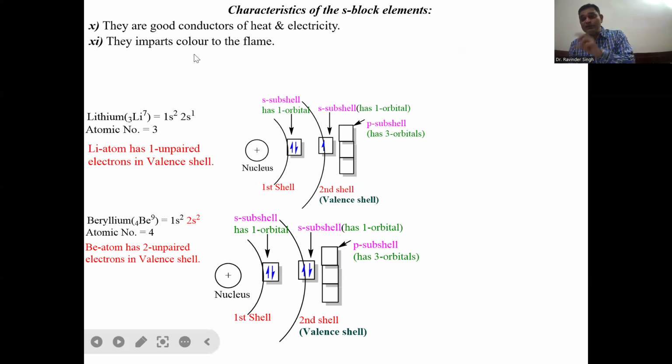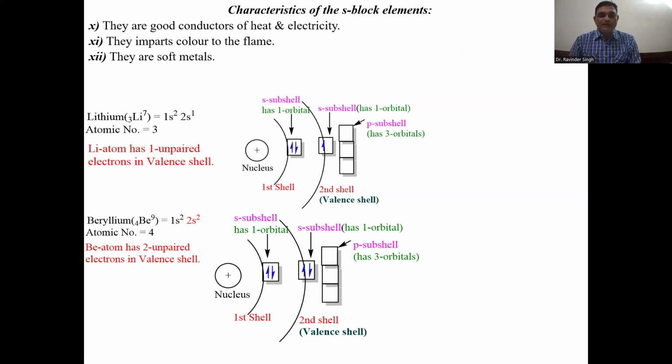They impart color to the flame. Why do they impart color to the flame? The reasoning is that after absorbing energy from the surrounding or from the flame, these valence electrons get excited and become unstable. When these unstable electrons come back to the ground state, they release the energy in the visible region. It is important to write this. They release the energy in the visible region, so they give color to the compound. So they give color in the flame. So that's the next point.